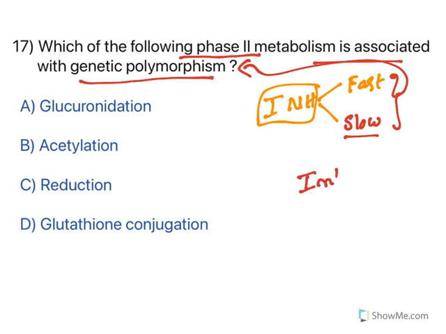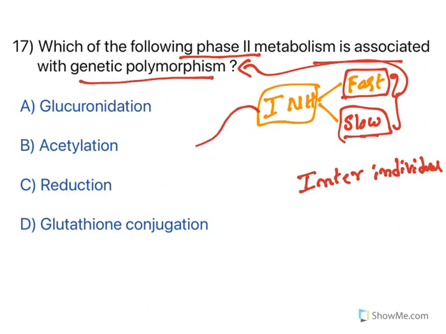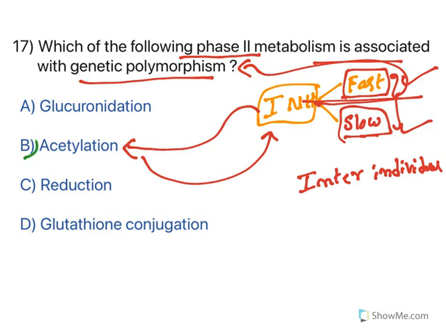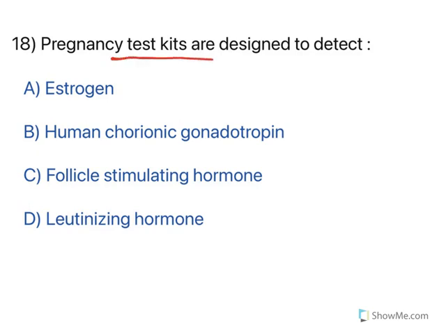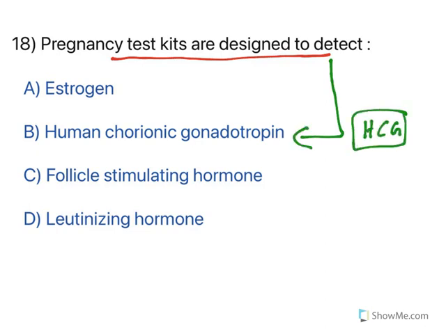And this is responsible for inter-individual variation for a drug. For certain people like fast acetylators, the dose is not enough, as it will be immediately metabolized, whereas for slow acetylators, the dose will be enough. And this especially occurs with acetylation. INH is metabolized by acetylation, and in the population there is a genetic polymorphism. Some people will metabolize it rapidly, some people will metabolize it slowly. So option B, acetylation, is the answer here. Now, pregnancy test kits are designed to detect, this is already given and this is a repeated question, human chorionic gonadotropin, HCG, which is present in the urine of pregnant women. This is what the pregnancy test kits will detect.